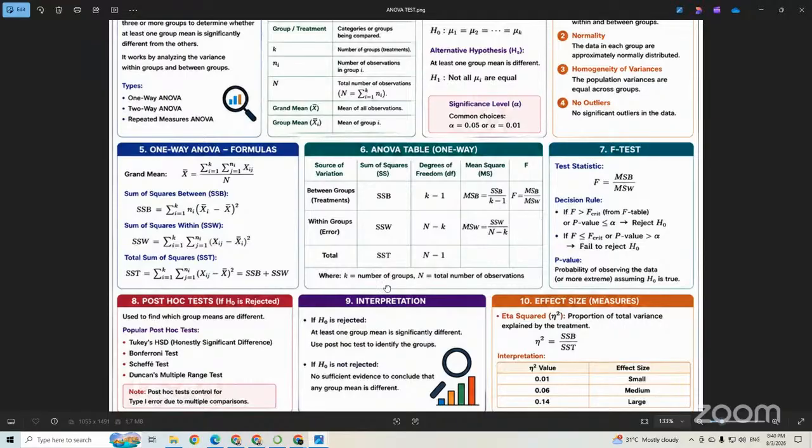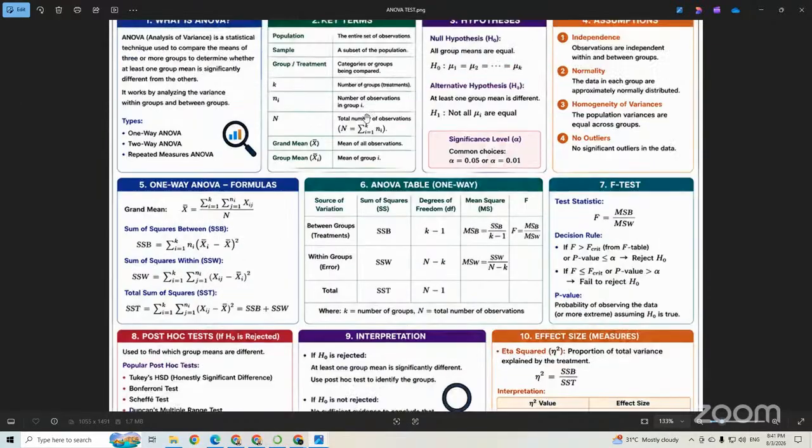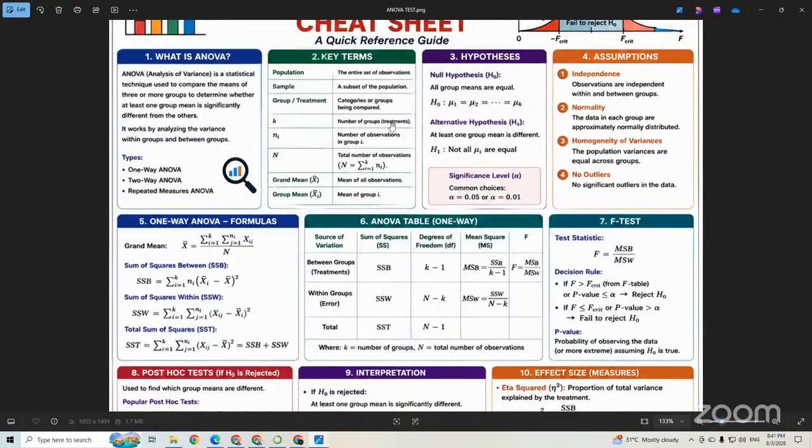Here you can see within the group, error for the treatment, for the error, this is the total. And these are the sums of squares. Here we will use SSW, the value which we will calculate here, SSW, and n minus k. Here we have k minus 1. What is k? K is the number of groups. How many groups are there? And what is n? N is the total number of observations.